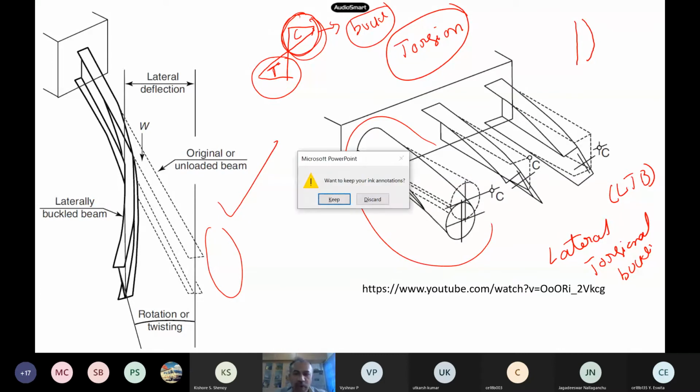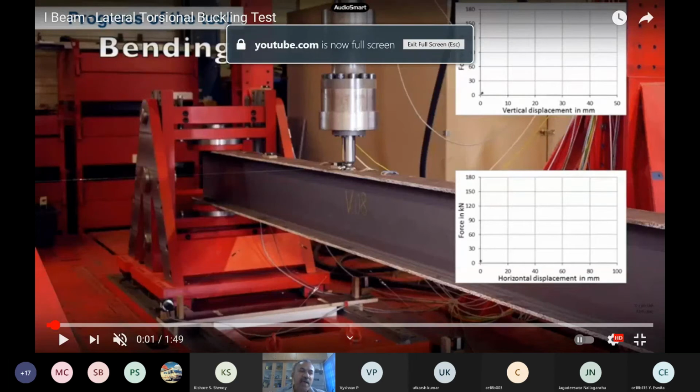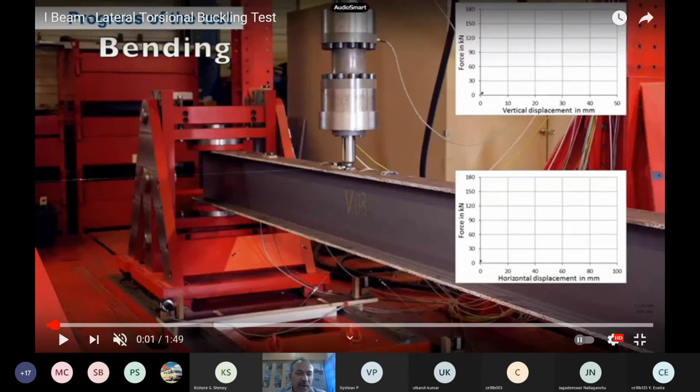I will just show you one simple video, which is available on YouTube. This is a lateral torsional buckling test somebody has carried out, and this is an I-beam. They have applied a concentrated load at the center. He has plotted two graphs: one is force versus vertical displacement, then force versus horizontal displacement. Horizontal displacement is this lateral movement itself. Both things you can see from this video.